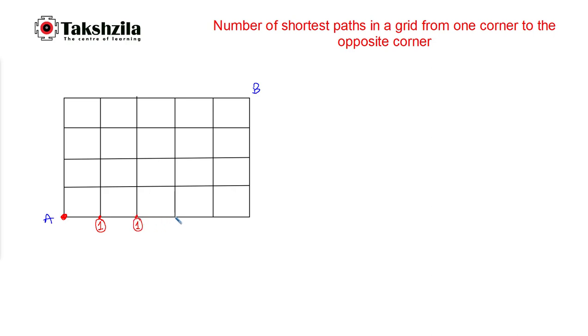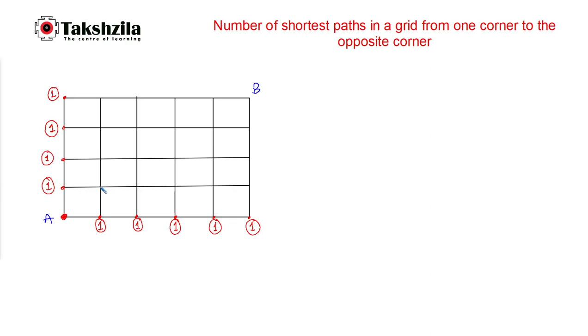A person can reach this point in only one way. There is only one shortest path to reach here. The same thing is going to happen over here as well, everyone. So to reach each of these points from point A, there is going to be only one shortest path.